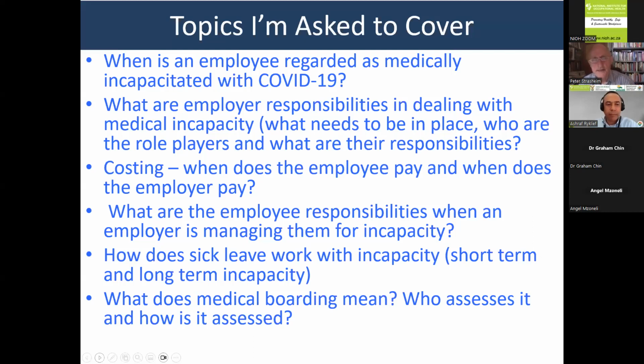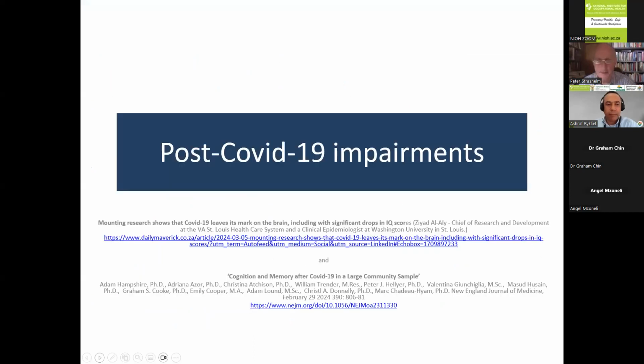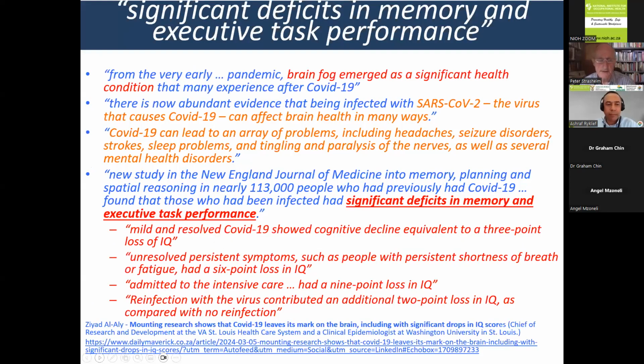So on the next slide, we take a look at what are the actual impairments and disabilities that result from long COVID. To move the slide on if you can, please. Yeah, you can move on to that. Those are the medical references which I've used.